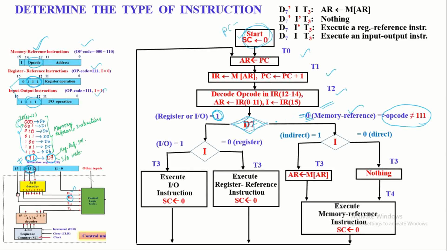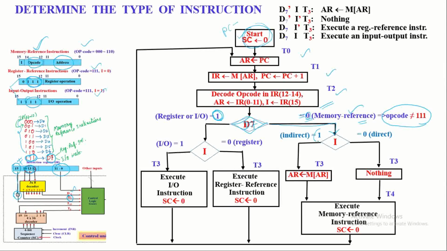Let us now focus on this memory reference instruction. Then after that, we will come back to the register reference or IO instruction. Coming to the memory reference instruction, the type of the operand which is specified in the address part of the instruction can be of two types. It can be either direct address or indirect address, which is determined based on the 15th bit value of the instruction. So this 15th bit is transferred to the I flip-flop of the control unit.